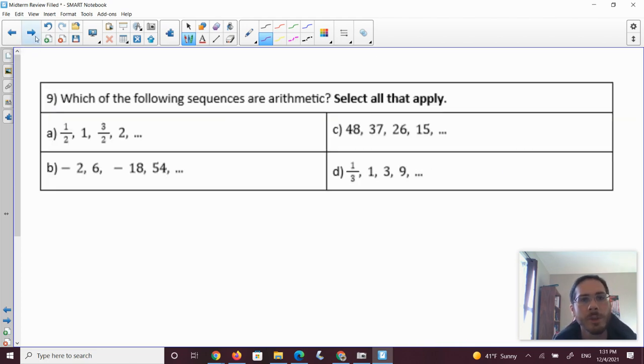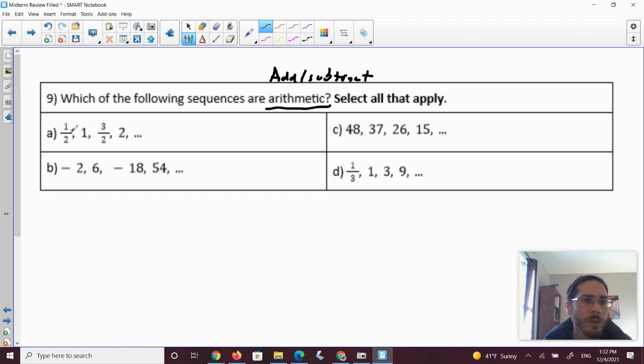All right, for number 9, which of the following sequences are arithmetic? Select all that apply. So we do have to check every single one of them. What we want to do is add or subtract because we're doing arithmetic. So we only want to check for adding and subtracting. As long as we're adding or subtracting the same amount every time, it's going to be arithmetic.